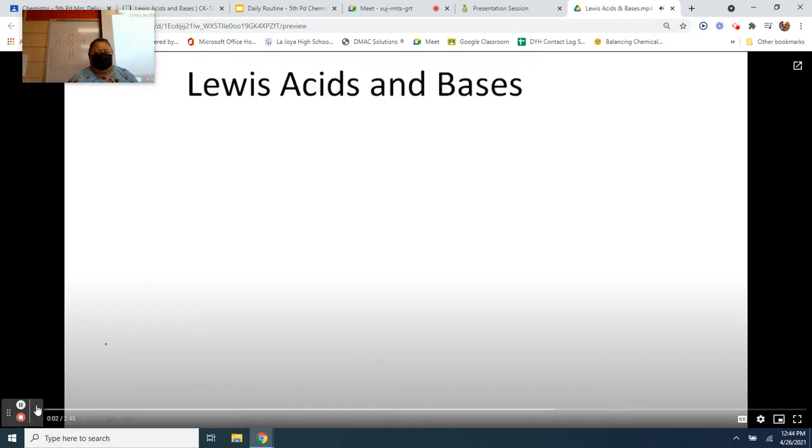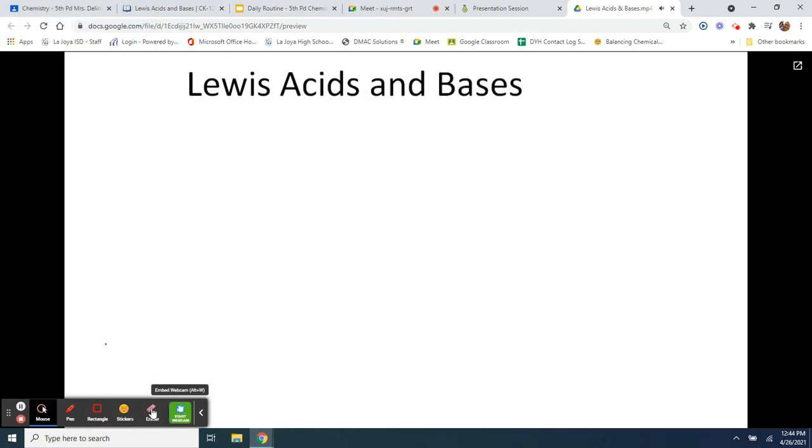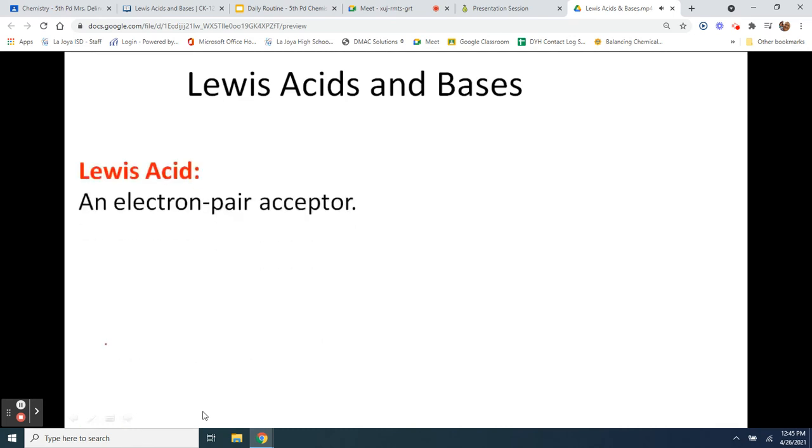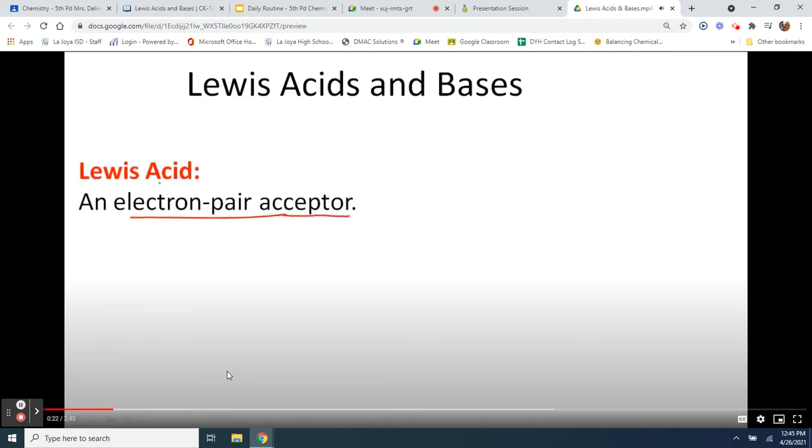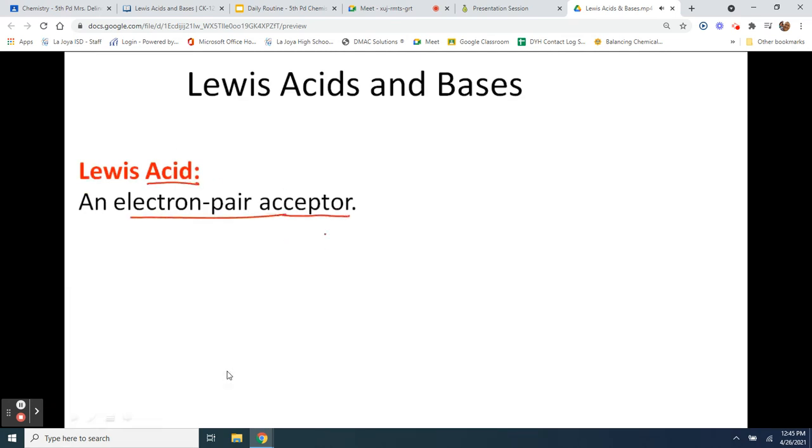Lewis acids and bases. An American chemist, Lewis, formulated a definition of acids and bases that is more inclusive than the Bronsted-Lowry or Arrhenius definitions. He believed that a Lewis acid was an electron pair acceptor. Something to remember: Lewis acid, same start, acceptor. So an electron pair acceptor is a Lewis acid. A Lewis base is an electron pair donor.